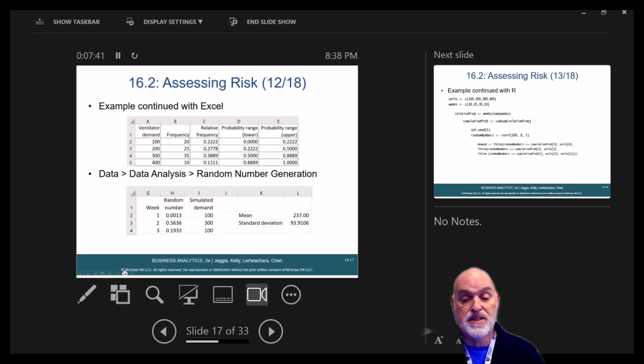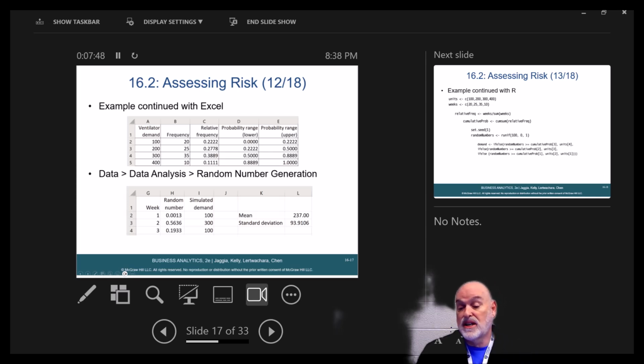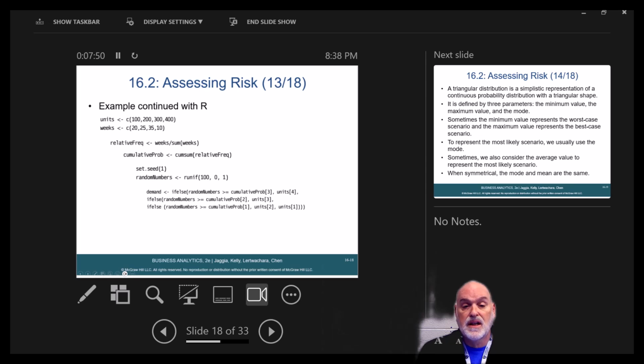And this is continued in Excel. And the data analysis on random number generation. Here it is with R.